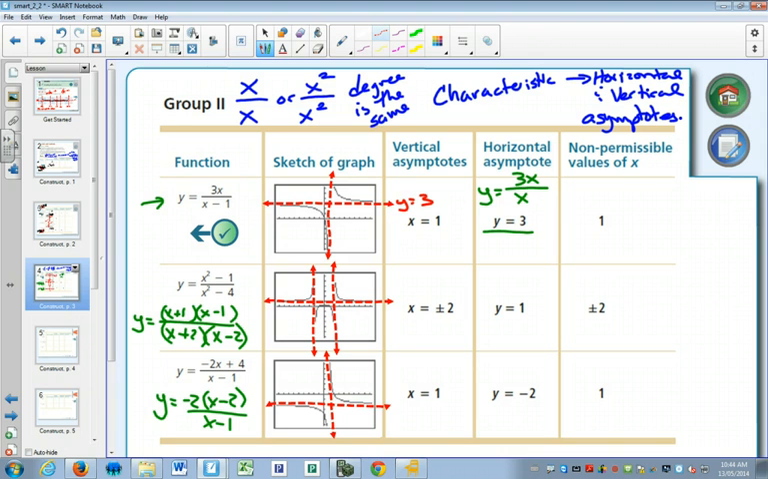For the second one, what's the highest power on the top? An x squared. What's the highest power on the bottom? We have a term with an x squared. X squared over x squared is going to be 1. And so that's how we can tell the horizontal asymptote in that second one is going to be 1. Third one, highest power on the top is an x. Highest power on the bottom is an x. On the top, the term is a minus 2x. On the bottom, the term is an x. If you simplify that, you're going to get minus 2.